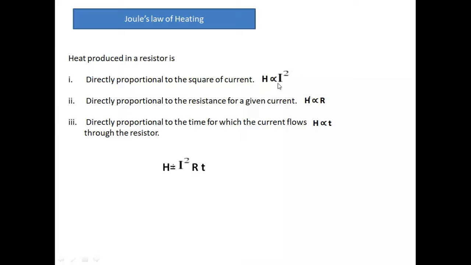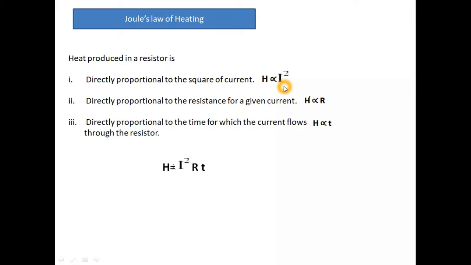That means heat is directly proportional to the square of current, as we have seen in this formula, right? And heat produced is directly proportional to the resistance for a given current. Again, heat produced is directly proportional to the resistance. What do we mean by directly proportional?